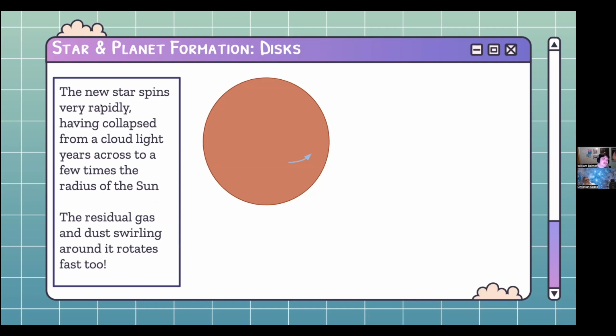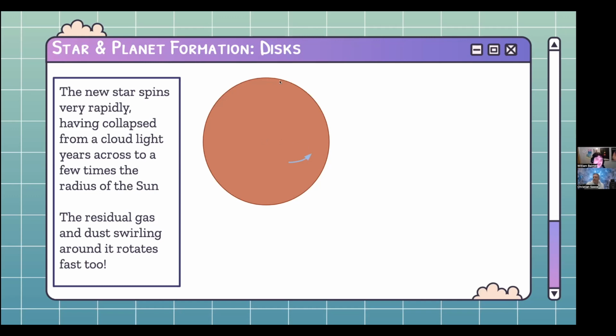So as this new star spins, it has rapidly collapsed from a cloud that's multiple light years across to a size about a few times the radius of the sun. And all of the gas that doesn't make it onto the star is spinning very fast too. So you have a new star at the center, which is blowing material outwards because it has all of that new heat and light from its hydrogen emission.